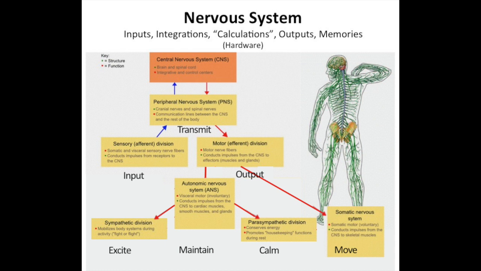The motor neuron system is divided into a couple of pieces. The autonomic nervous system, which controls things like your heartbeat and your glands. The sympathetic division, which gets you ready for fight or flight, which is the excitatory division. The parasympathetic division, which does the opposite, which calms you down and puts you at rest. And then lastly, we have the somatic nervous system, or the motor neuron system, which is the voluntary system.